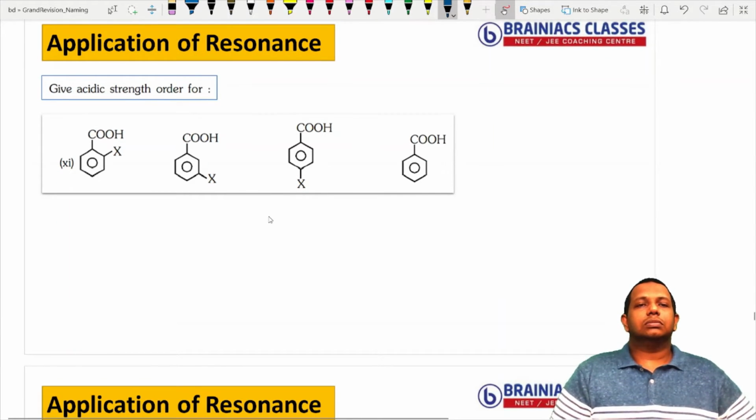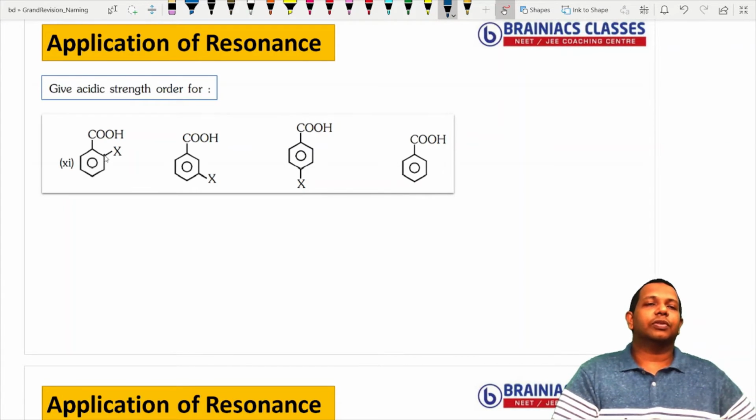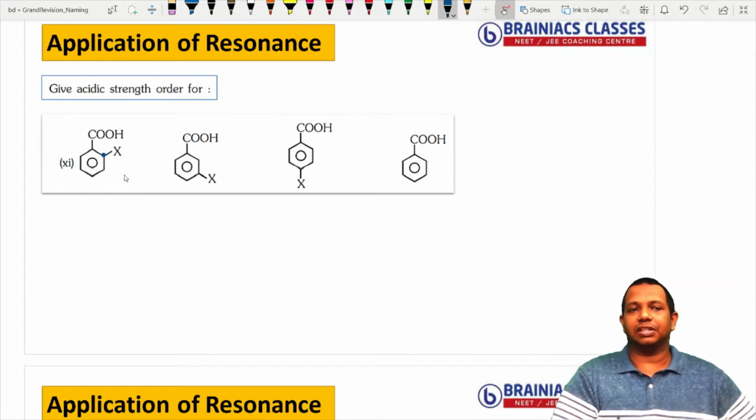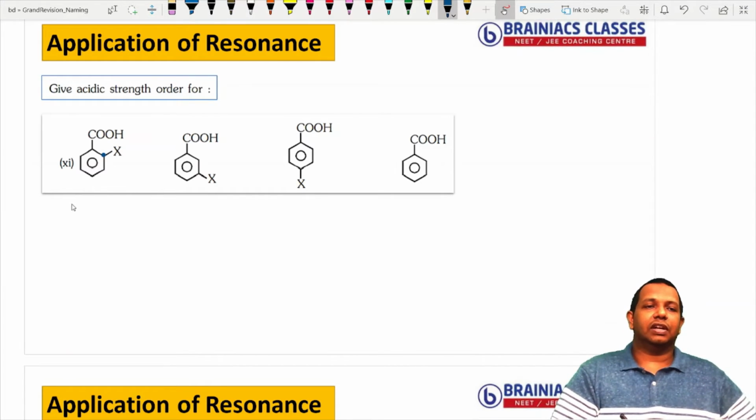Now let's go to the next question. In this question you can see, give the acidic strength. Again it's benzoic acid derivatives. You can see here also ortho substitution is there. We don't know X, but for ortho substitution we consider X as a halogen. So I say the ortho effect is present here. If I give this as 1, I can say 1 will be a stronger acid than any other one.